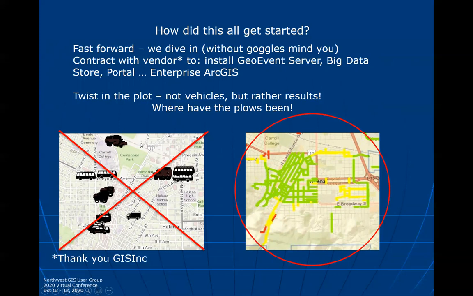And so I'm sharing that with the transportation director, and he's going, well, that's nice, Eric, but really what we want to see is we don't want to see the vehicles necessarily. We want to see the results of what the vehicles have done. In other words, they wanted to see, where have the plows and the sanders been? And they want to see it in a linear fashion. They want to see what roads have had service provided to them.